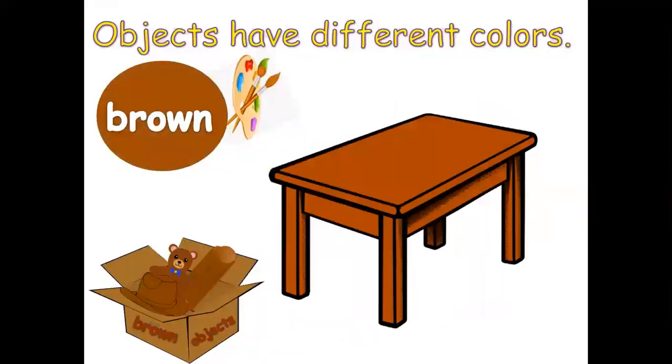Now, what's this? It's a table. Good. What color is it? It is brown. Brown. So what's this? It's a brown table. Good job. Brown. Repeat after me. Brown. Good.